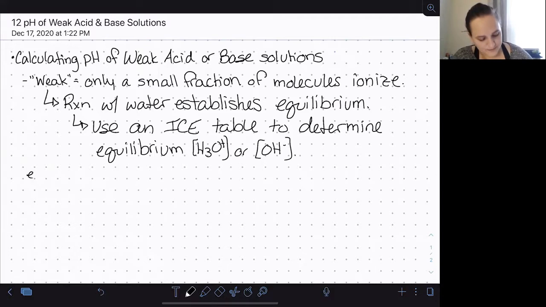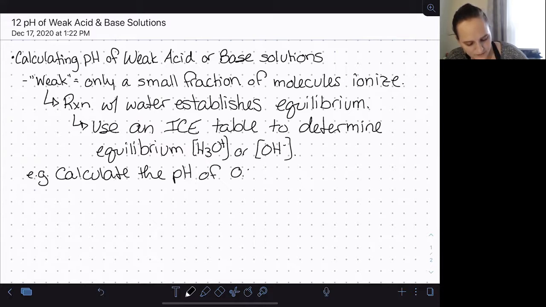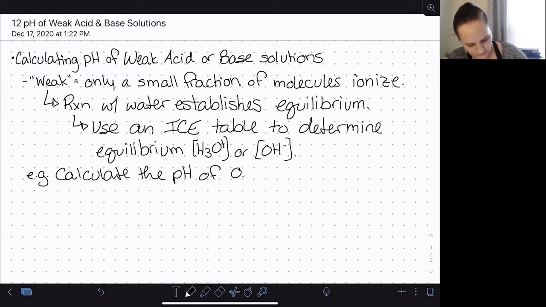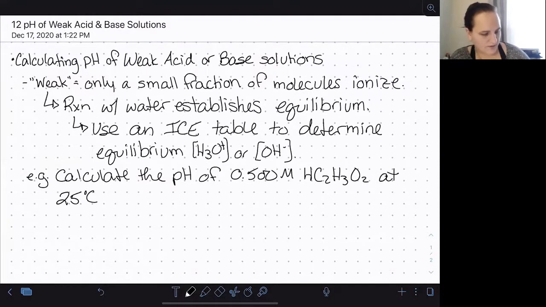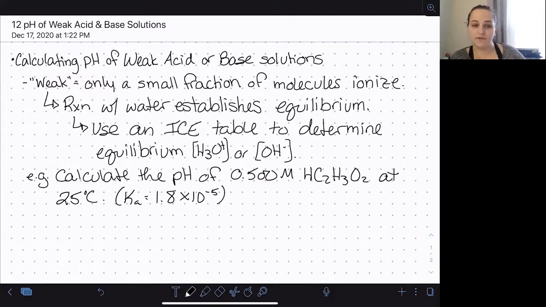So, for example, we can calculate the pH of a 0.5 molar acetic acid solution at 25 degrees. We would also need to know that the Ka of that acid is 1.8 times 10 to the negative fifth.